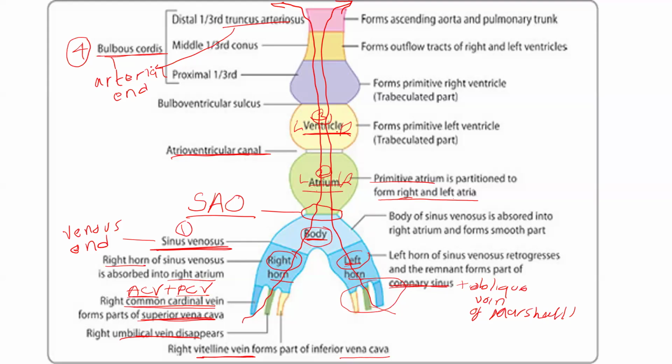Now, the primitive ventricle gives rise to the trabeculated part, the rough part of the left ventricle. So it's just called primitive left ventricle because it gives rise to the rough inflow part of the left ventricle.